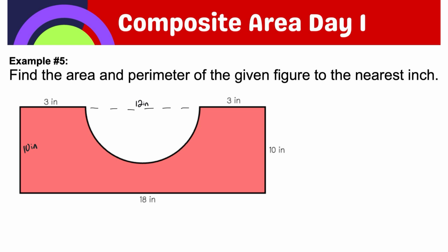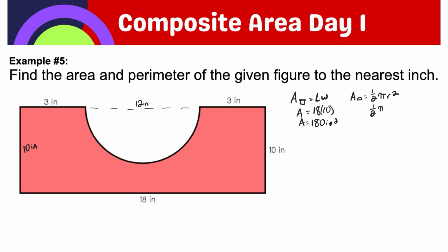So now for area, let's start with the area of the rectangle. That's a little bit easier. The area of the rectangle is going to be 18 times 10, which is 180. And that's inches squared. Now we want to find the area of this semicircle. A semicircle is just half of a circle, so it'll be half pi r squared.